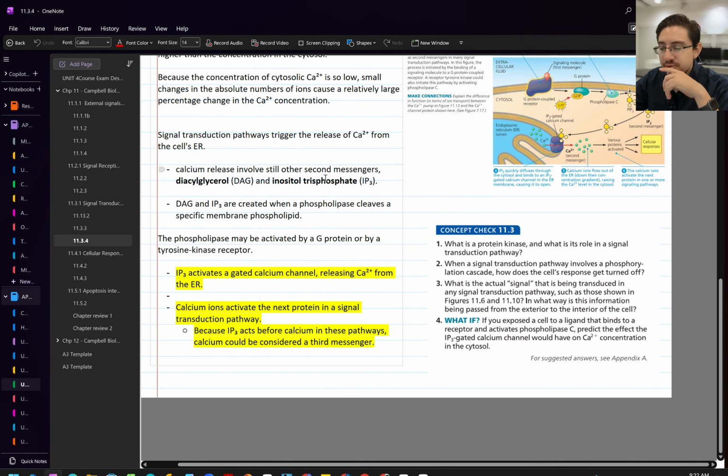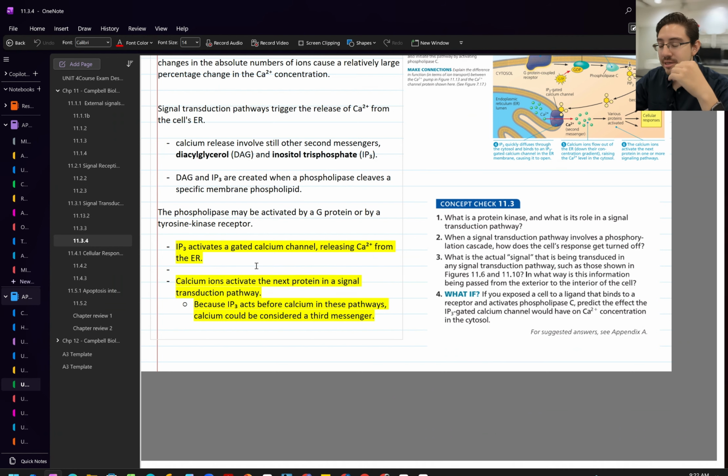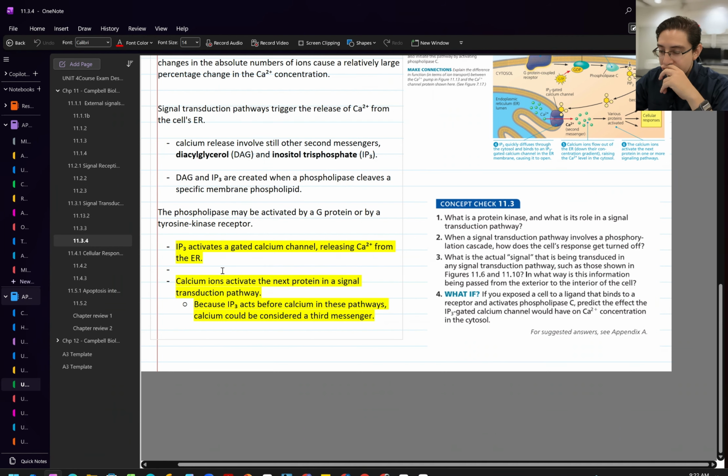So phospholipase itself can be activated by a G protein or an RTK, a receptor tyrosine kinase. This inositol triphosphate is referred to as IP3. IP3 activates the calcium channels to open, releasing calcium from the ER into the cytosolic environment. And then when calcium comes in, it can elicit a cellular response. Let's take a look at the visual here so you can get a better understanding.